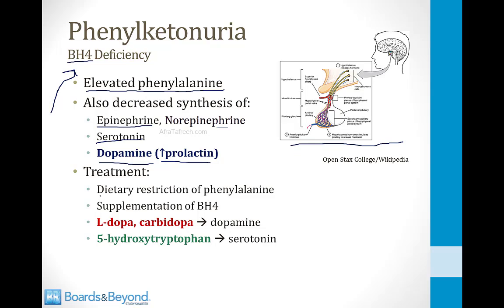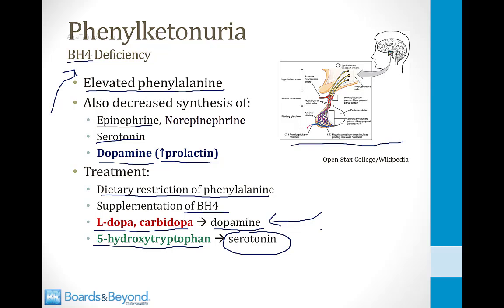The treatment is similar to classic PKU in that you need to restrict phenylalanine in the diet, but in addition, you need to supplement with the BH4 cofactor. Children with this variant of the condition are also administered L-dopa carbidopa. This is a Parkinson's drug. It can result in increased dopamine levels in the CNS. We're going to talk more about this later in this module. And then finally, children with this variant of PKU often take 5-hydroxytryptophan, which is a precursor of serotonin and can help to boost the serotonin levels.